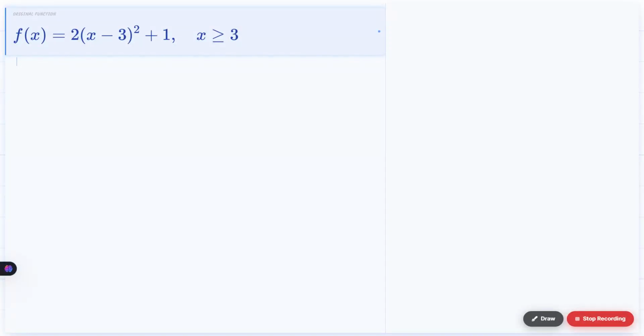We start with the function f of x equals 2 times the quantity x minus 3 squared plus 1. We look at this to see our starting math problem. This is our original rule for x being greater than or equal to 3.